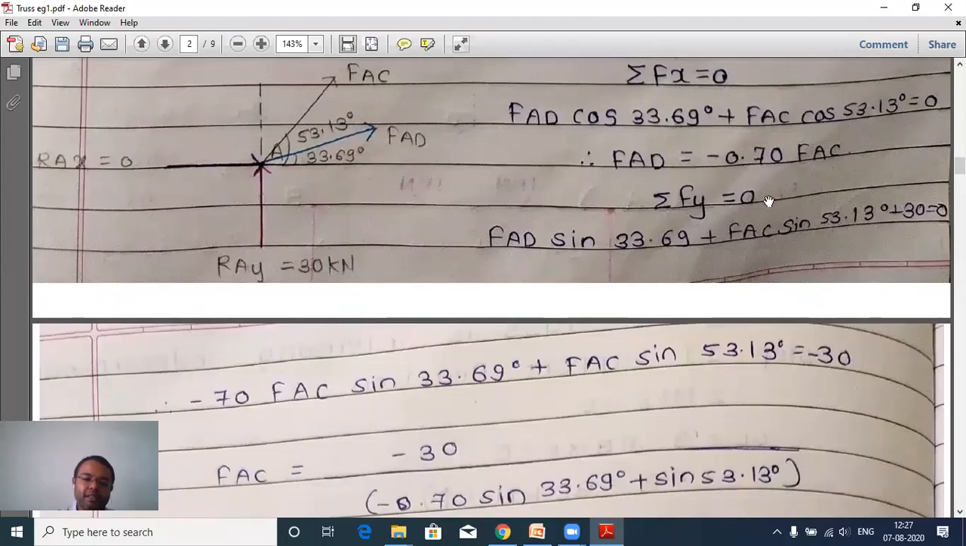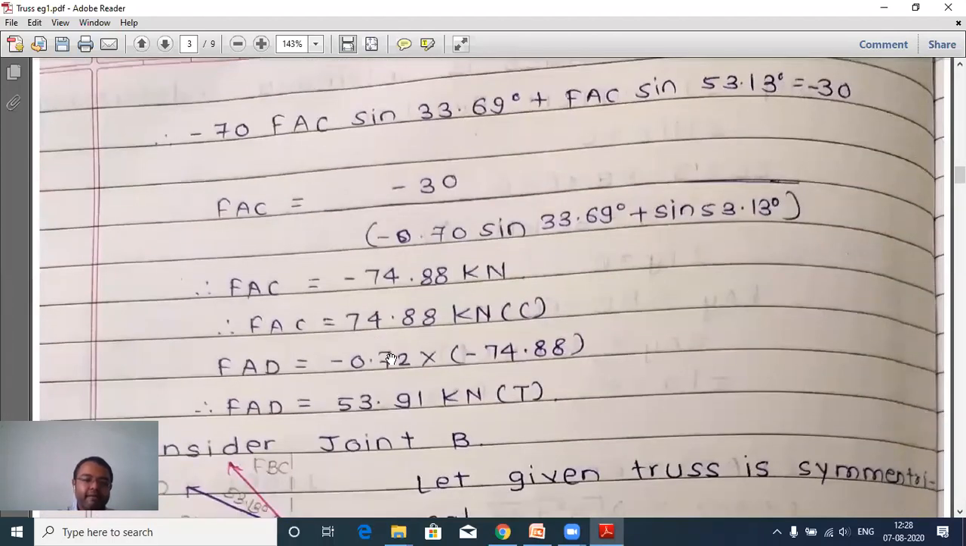these two equations simultaneously. Put the first relation in the second equation. We are getting FAD equal to minus 0.7 FAC. Put this value of FAD in this equation, so instead of FAD we put minus 0.7 into FAC. By putting this, we have got the value of FAC. Remember, here we are getting a minus sign. The answer comes out negative. What does it mean? Our assumed direction is wrong.